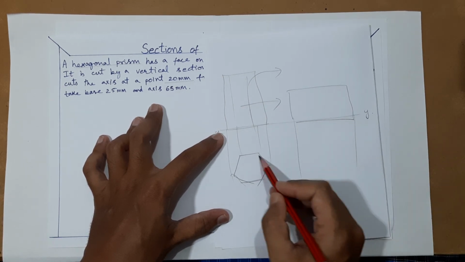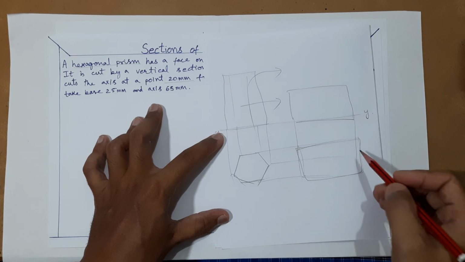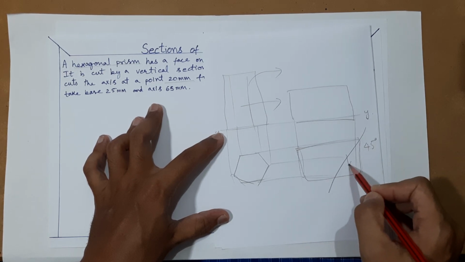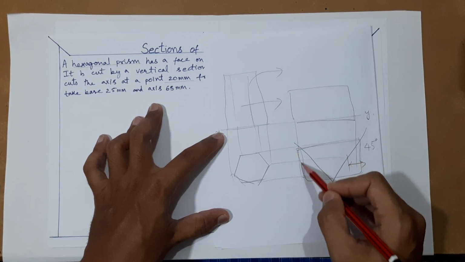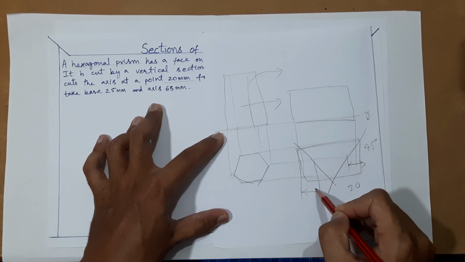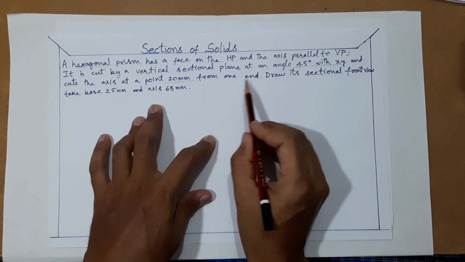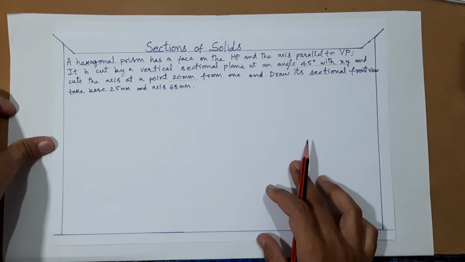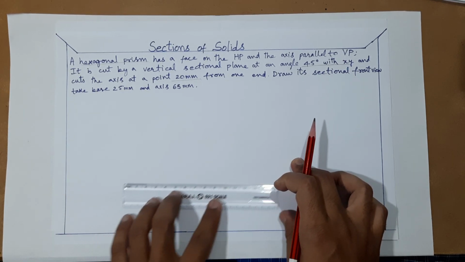Then you do the projections here and here, then you will get another diagram here, and this you cut by 45 degree. Here the distance is 20 mm from one end. You can take 45 degree like this from this end also, because here they are saying from one end, which end they are not asking. So with this basics we will try to start the problem and we will see how the solution comes.